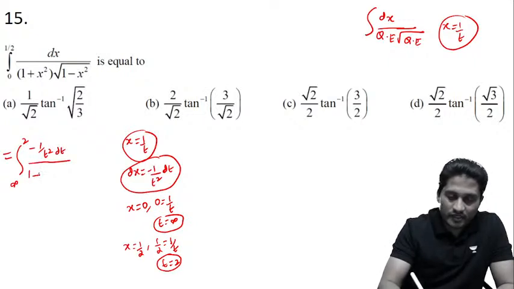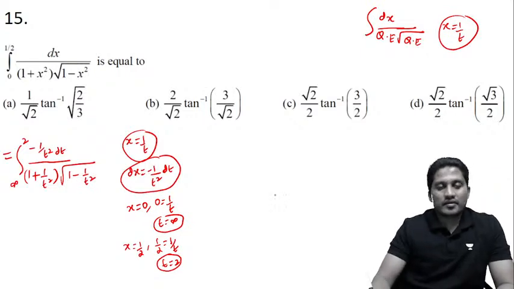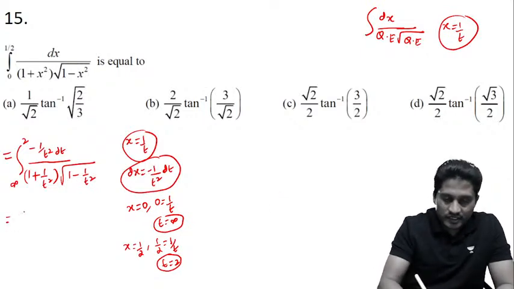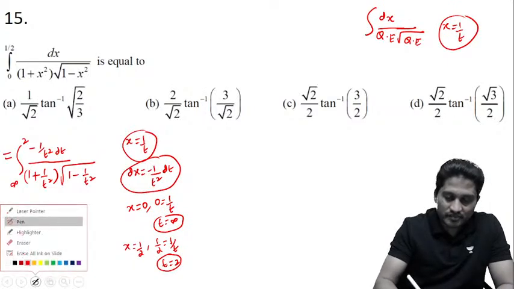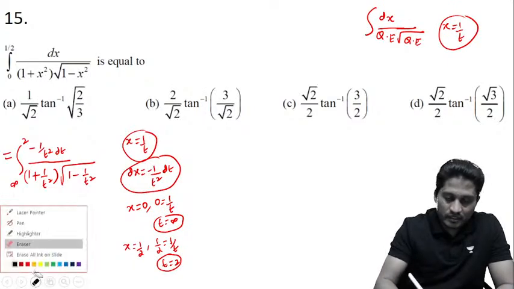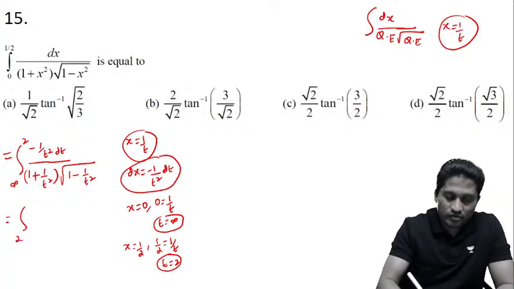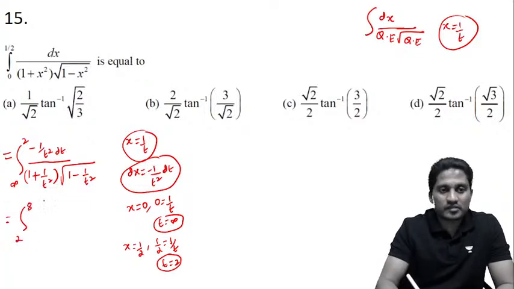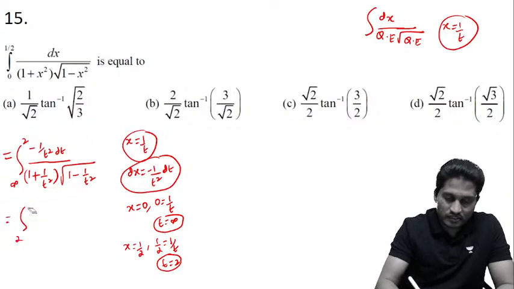Then 1 plus x^2, with x equal to 1 by t, is 1 plus 1 by t^2, and the root of 1 minus x^2 is root of 1 minus 1 by t^2. This will be equal to integration of infinity to 2. Minus, okay, I will change the limit, make minus as plus. Infinity to 2, I'll write 2 to infinity. That minus will become plus. Sorry, this is 2 to infinity, with 1 by t^2.